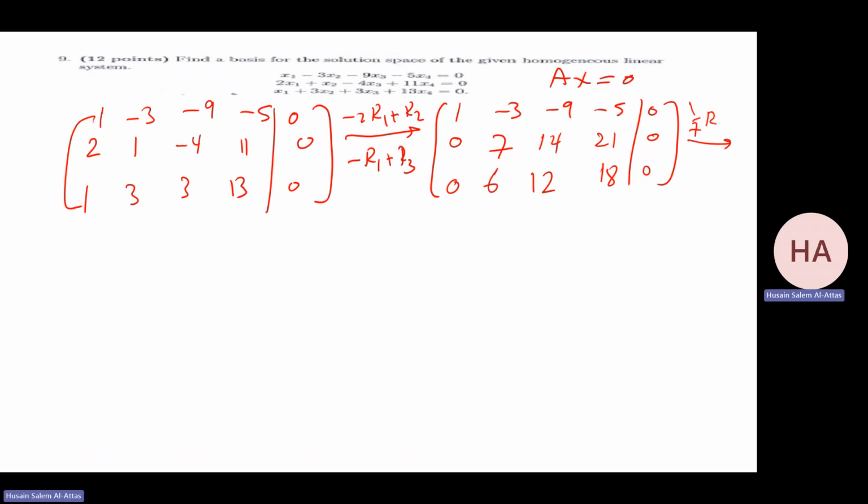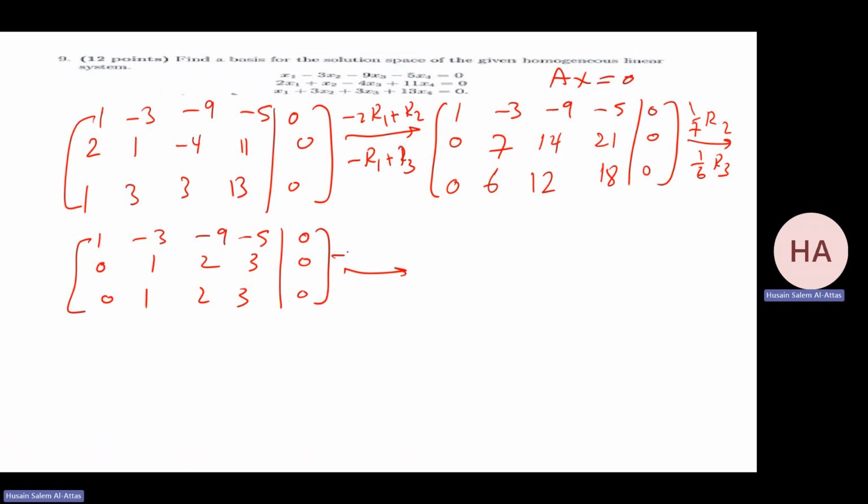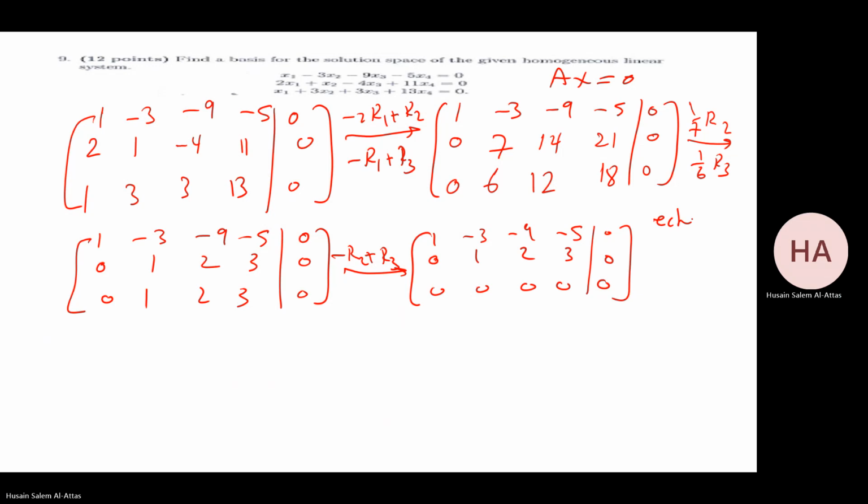I have 1/7 R2, 1/6 R3. So I have 1, 0, 1, 2, 3, 0, 0, 1, 2, 3, 0. Now multiply minus R2 plus R3. Now give me 0, 1, 2, 3, 0. These are zeros. So now I have the echelon form.